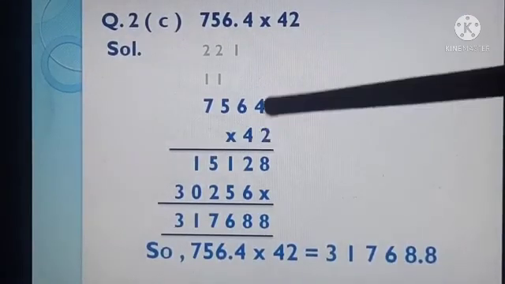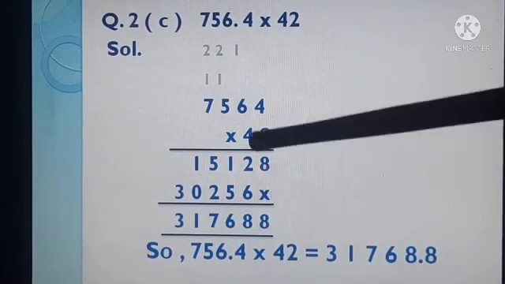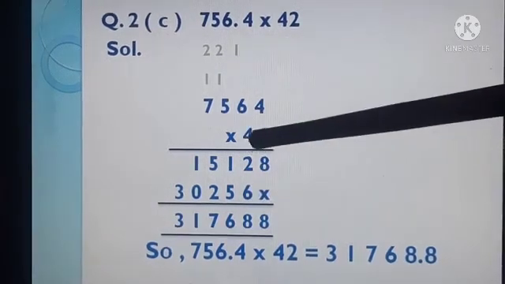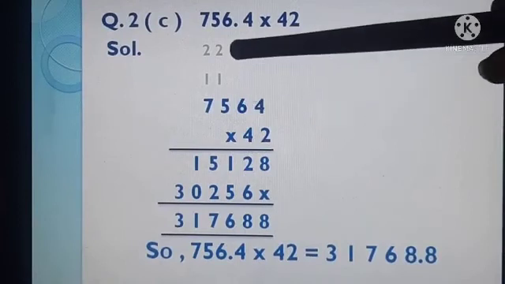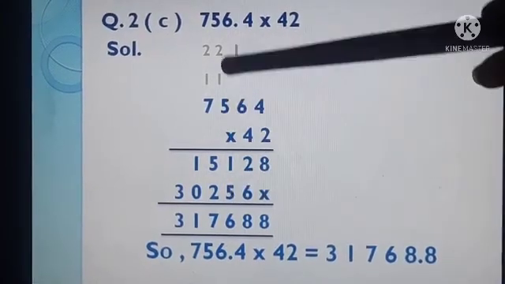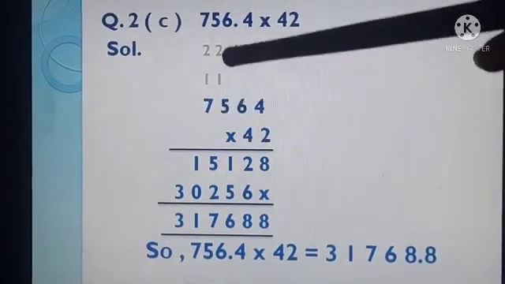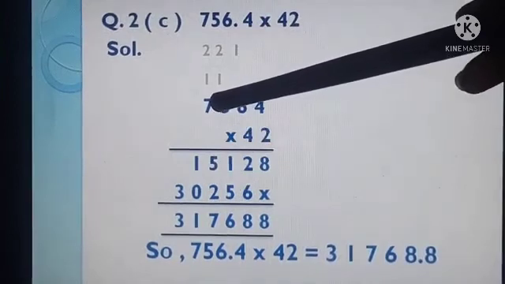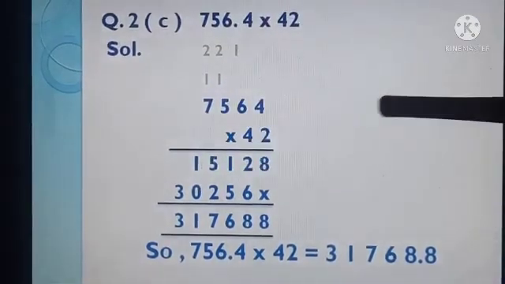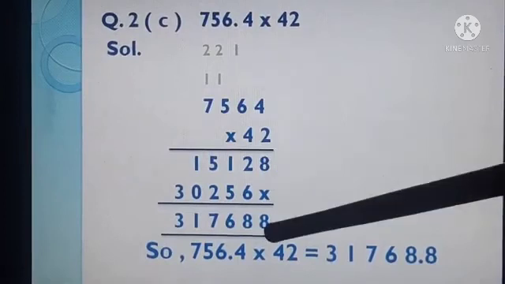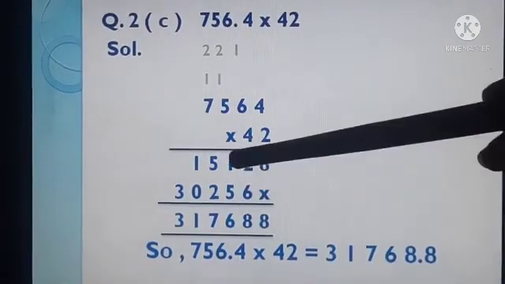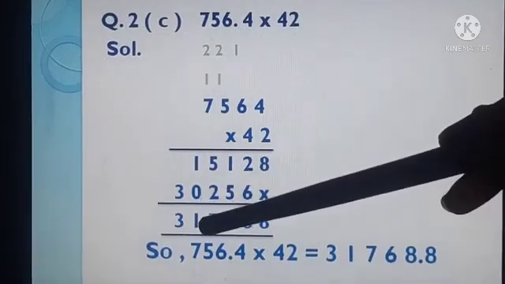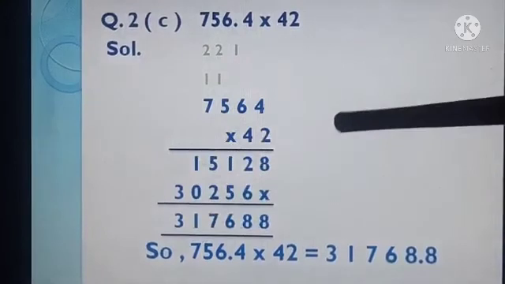Now we will start multiplication with 4. So put a multiply sign here. 4 4s are 16, 6, 1 carry. 4 6s are 24, 24 plus 1, 25, 5, 2 carry. 4 5s are 20, 20 plus 2, 22, 2, 2 carry. And 4 7s are 28, 28 plus 2, 30. Now we will do addition. 8, 2 plus 6, 8, 1 plus 5, 6, 5 plus 2, 7, 1 plus 0, 1 and 3.